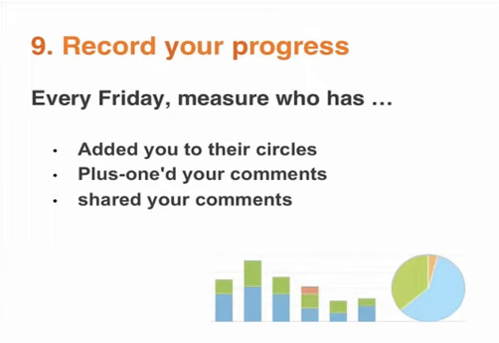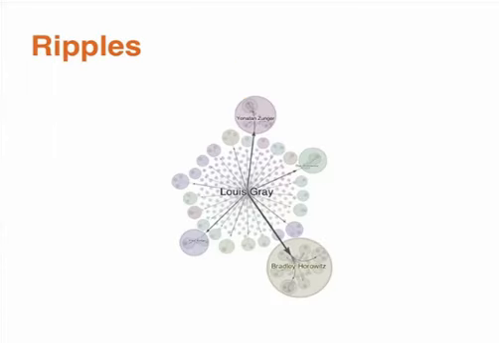So we suggest in Google Plus that every Friday you measure who's added you to their circles, who's plus one'd your comments, and who shared your comments, right? So those are good indicators that what you're doing is getting out into the Google Plus universe and getting more and more exposure for you and your brand. A cool way to see this visually that Google Plus has is what's called ripples. Ripples are pretty darn neat.